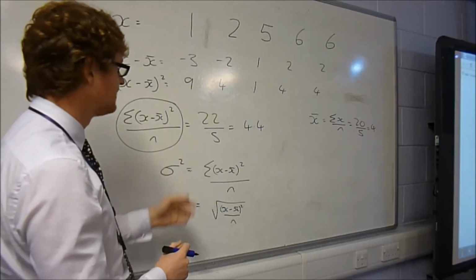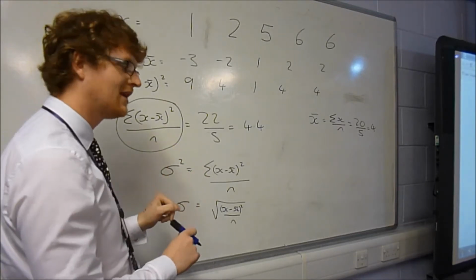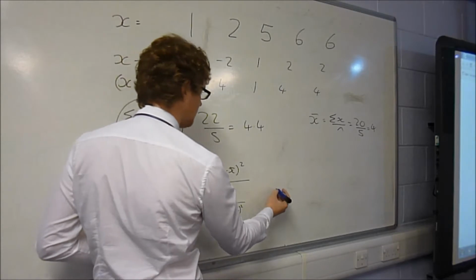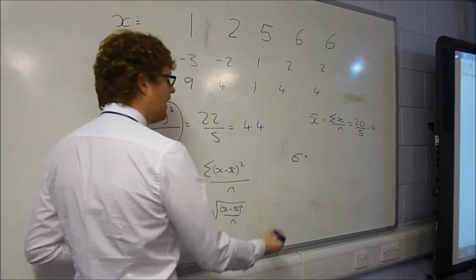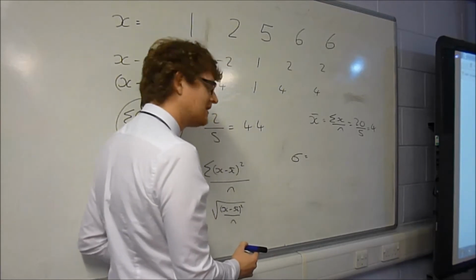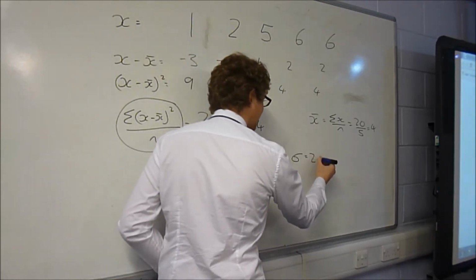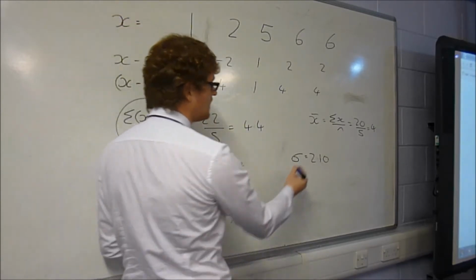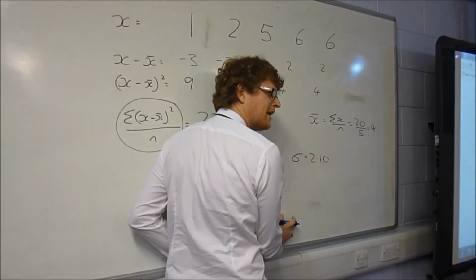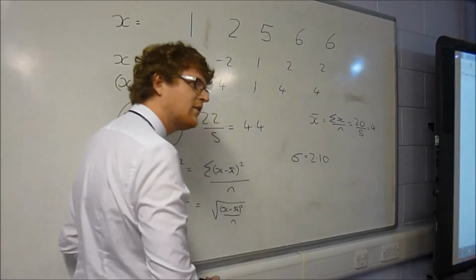Which in this case, when I type it in my calculator, Dr. Young, I would get 2.097617696. So should we go for 3 significant figures? 2.10. Okay. Now I think what I'd do is write it down to a few more decimal places first. Have you got any questions, guys?